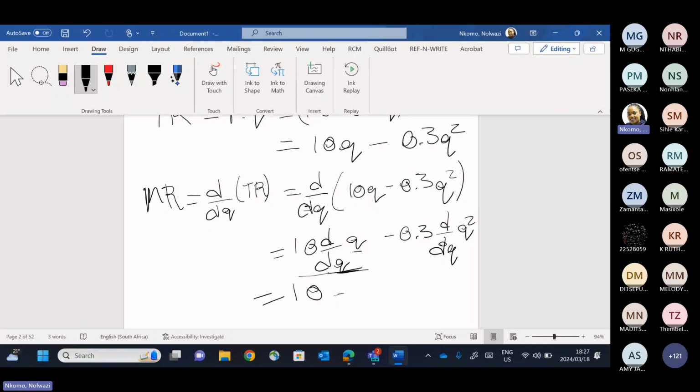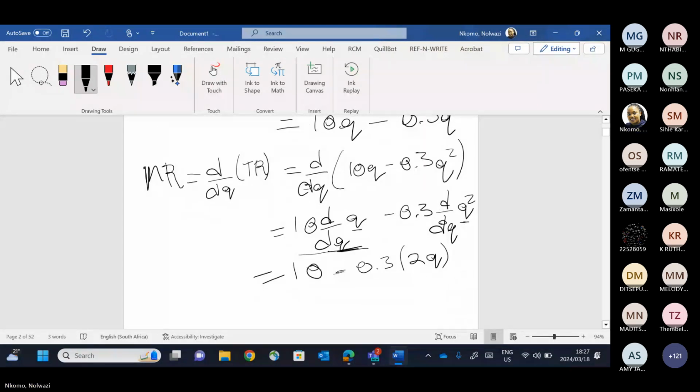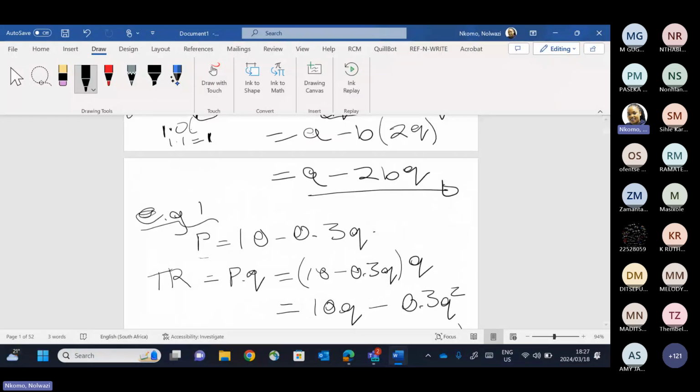Then minus 0.3 times the derivative of Q squared, which is 2Q. Then the next step is to simplify. If you simplify this, you will get 10 minus 0.6Q. And this is your marginal revenue if you were given this as the demand function.